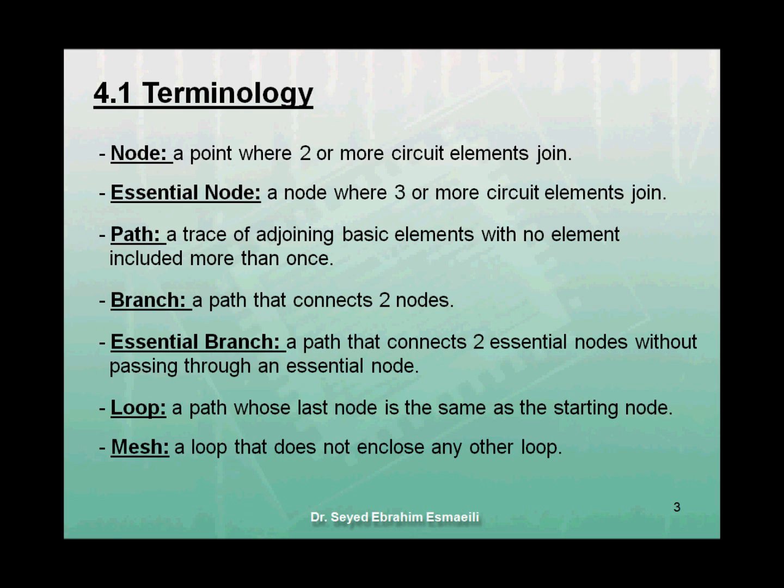A path, which is a trace of adjoining basic elements with no element included more than once. A branch, which is a path that connects two nodes. An essential branch, which is a path that connects two essential nodes without passing through an essential node. A loop, which is a path whose last node is the same as the starting node. And finally, the mesh, which is a loop that does not enclose any other loop.